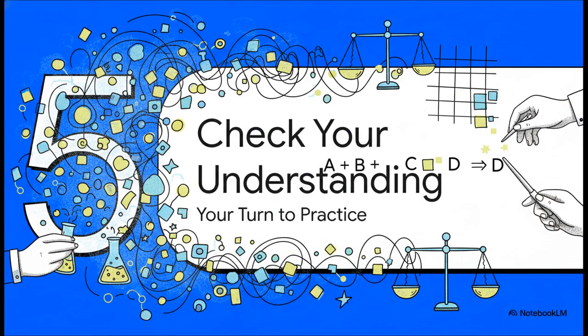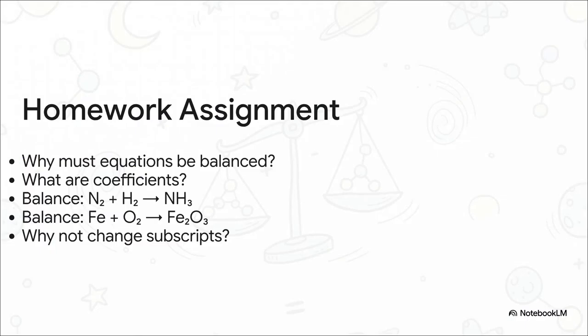All right, that brings us to Section 5, check your understanding. Now it is time to shift gears from my demonstration to your action. It's your turn to practice bringing some order to chemical chaos. Here is your homework assignment. First, reflect on why equations must be balanced in the first place and what coefficients actually do. Then tackle the math. Try balancing the nitrogen and hydrogen synthesis equation and the iron oxidation equation. Finally, remind yourself why those subscripts are totally off limits. Apply your new tools and always remember the law of conservation of mass.